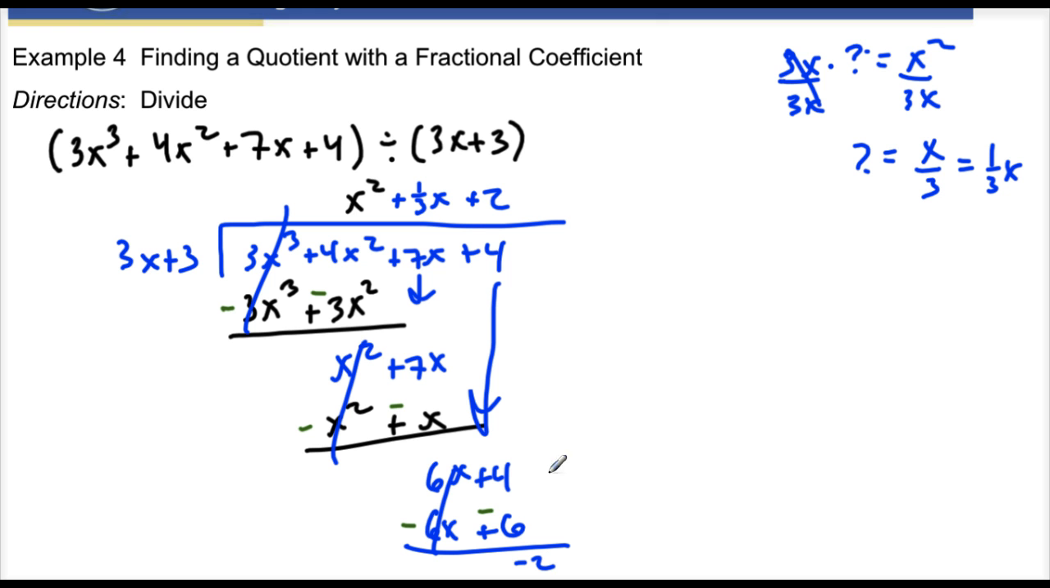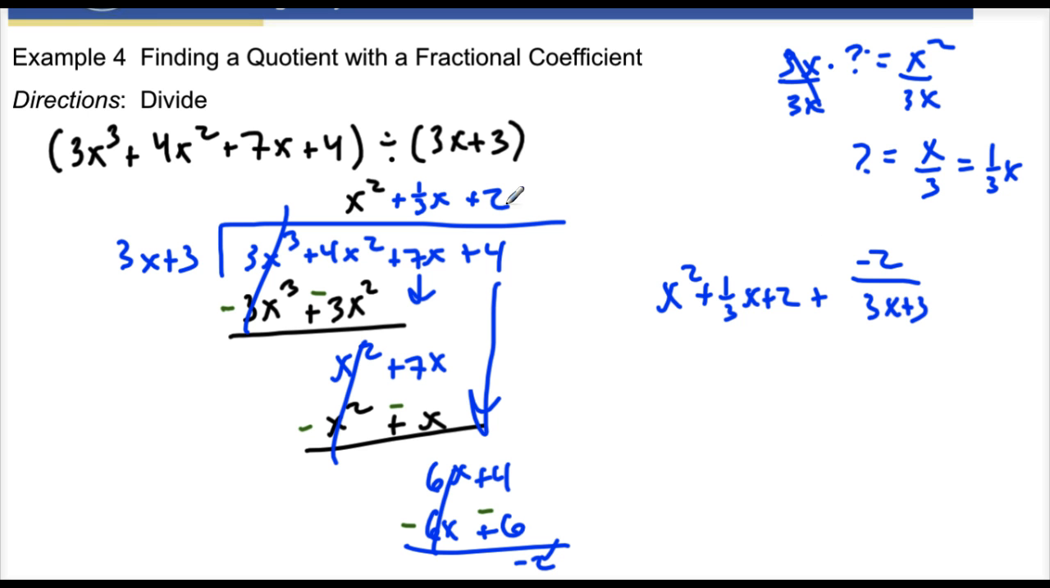And since we're done right here, we actually now have a remainder. So this is our quotient. So our answer is x squared plus 1/3 x plus 2. Okay, so that's our quotient. This is our remainder. So now you're going to put plus negative 2 all over 3x plus 3.